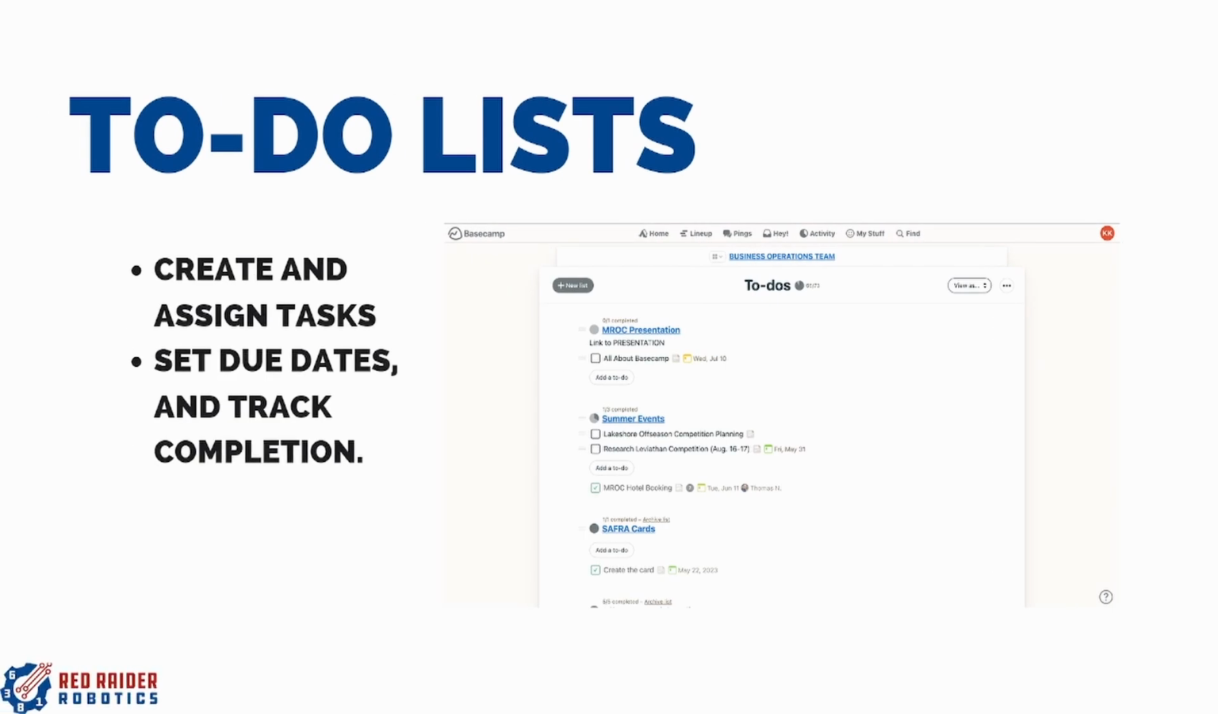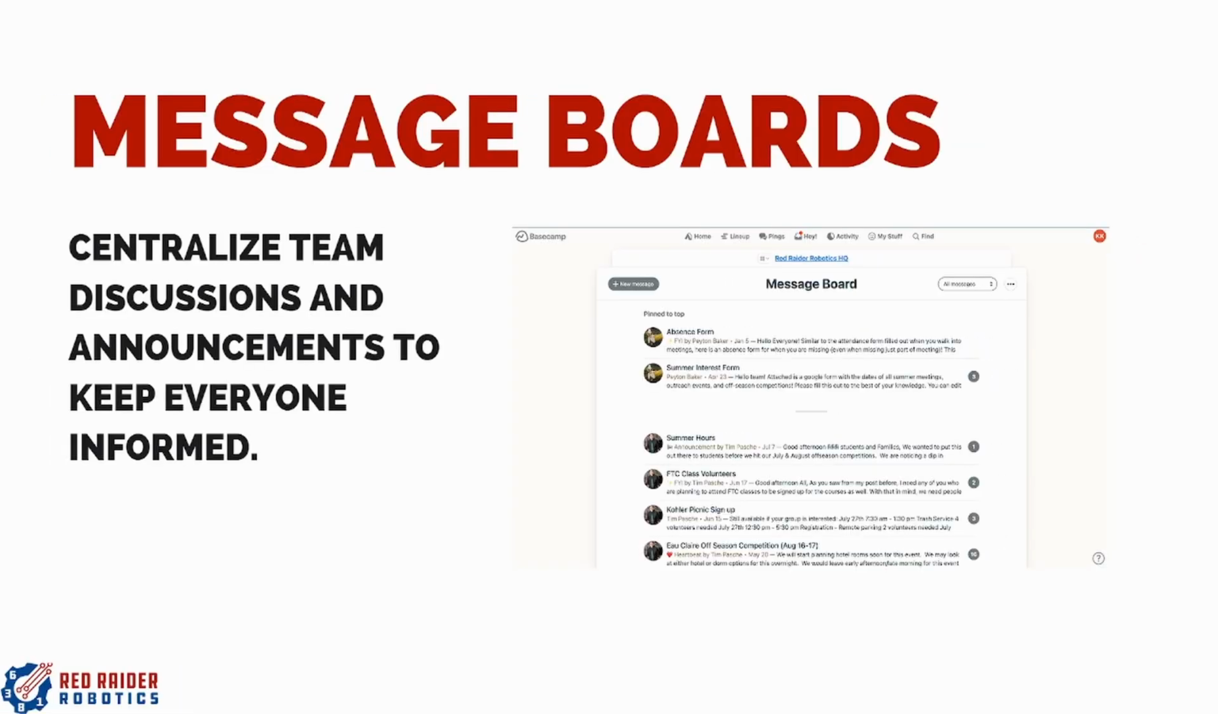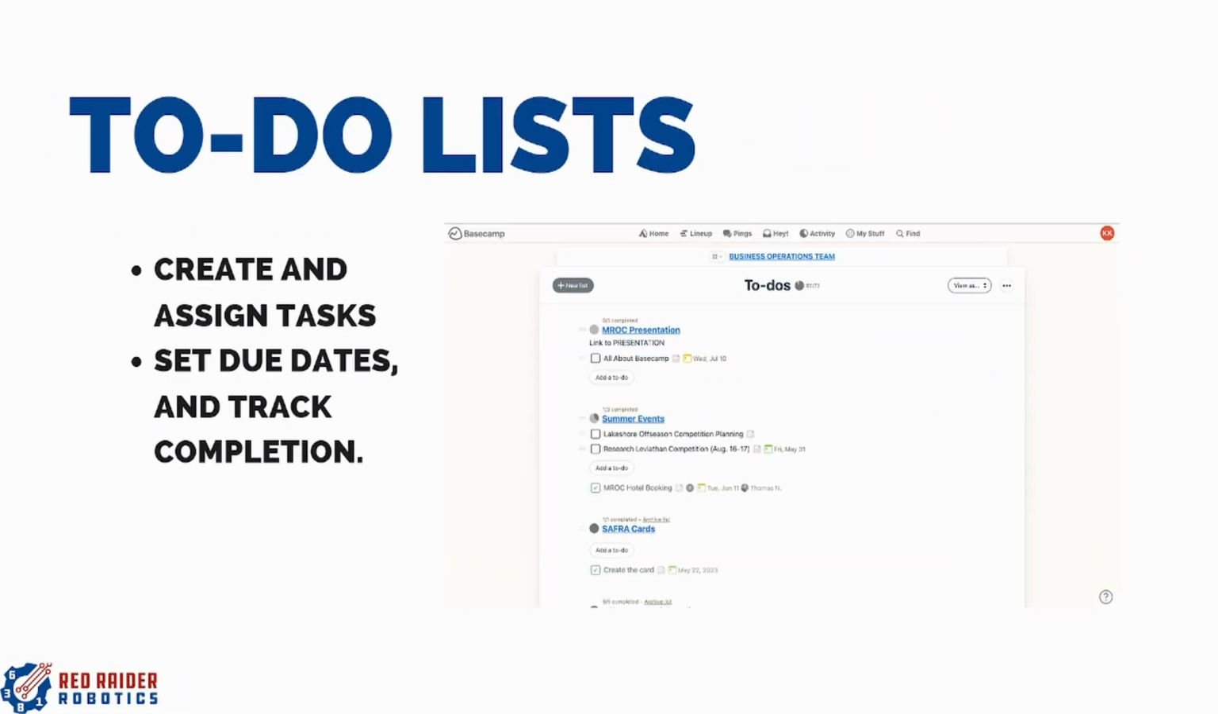A great thing about Basecamp is that under those project management groups, it has to-do lists, which allows each sub-team to create a list of what they need to complete throughout the season, and it allows them to track their completion and how much they need to do during a meeting. You can also put on different dates, just to let everyone know what time frame to get that done. And you can assign people to these to-do tasks.